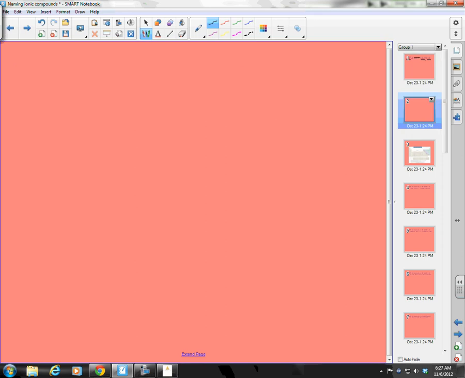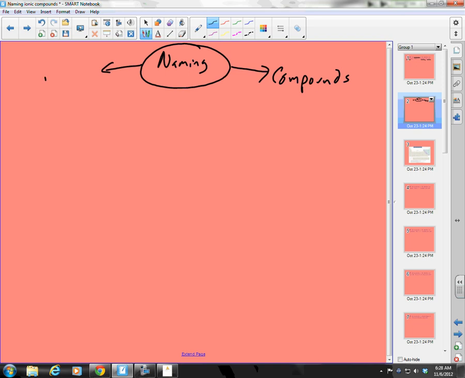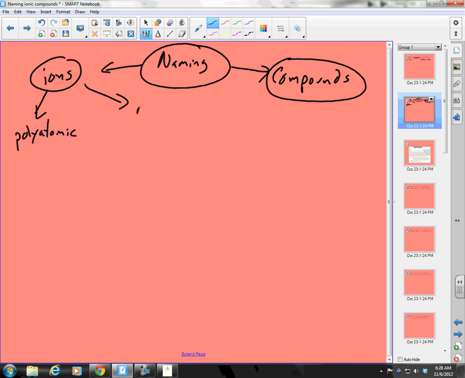Okay, now, last time we were talking a little bit about polyatomic ions, but we want to back up and really look at naming from the beginning. Now, when I'm naming things, I really think about two different areas. First, I break it down into naming compounds, and then on the other side, naming ions. Good. And then when I look at ions, we look at two different types. There's the polyatomic, and there is the monatomic.